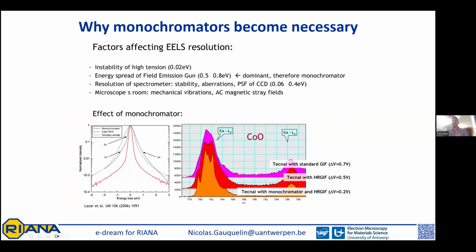So a monochromator, what does it do? It gives you a much smaller energy spread of the electrons in your incoming beam, which means you will have a reduction from 1 eV full width at half maximum, that you see here on the Schottky emitter, to around 100 meV. And that gives you the way to visualize all the very fine features like you see here on that cobalt L edge.